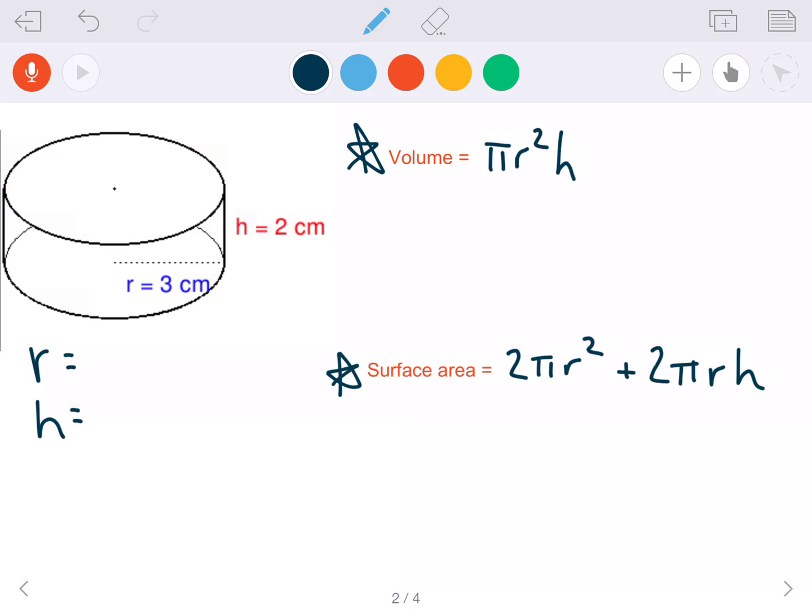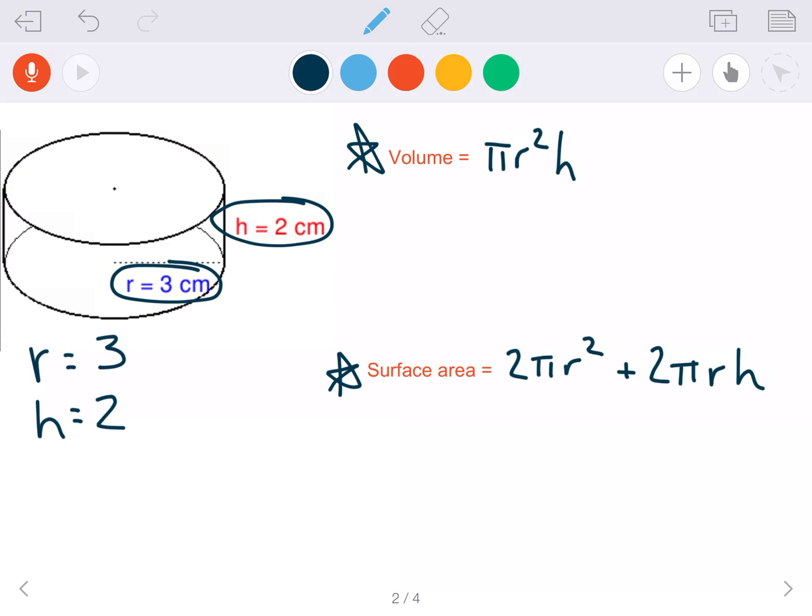A couple things to keep in mind when we are finding volume and surface area: the only two things you need to know are your radius and your height. So always pick out those pieces of information before you do any of the calculating. When we look at the cylinder in front of us right now, the radius they gave me is 3 centimeters. So that's what I'm going to use for r when I'm substituting it into the formula. And my height is 2. So I know my radius and I know my height. Those are the only two things I need to know.